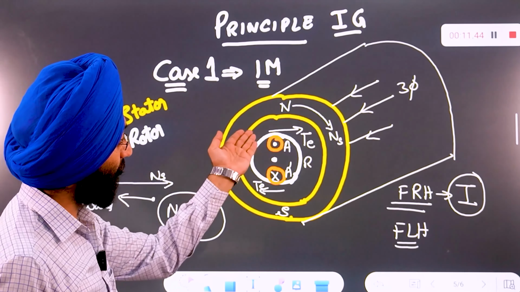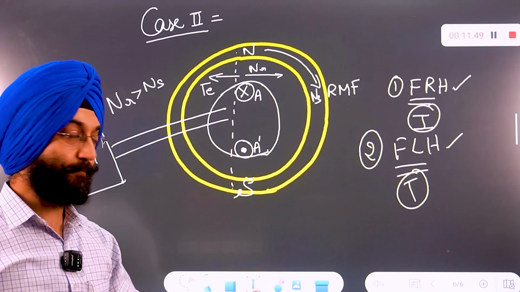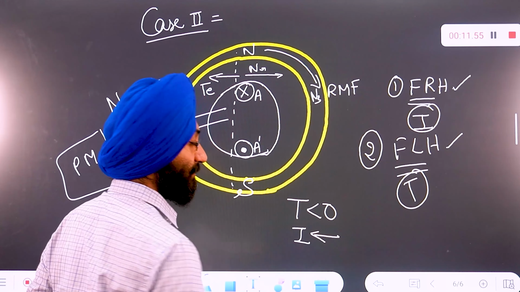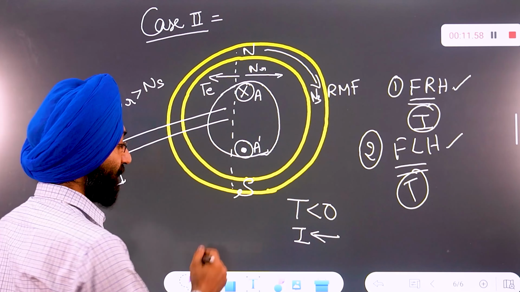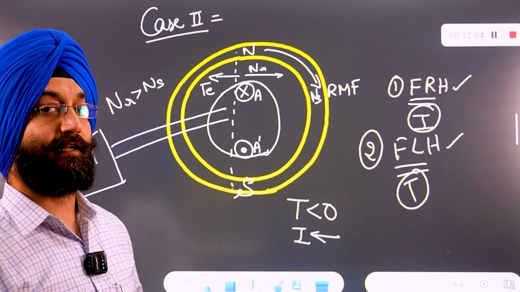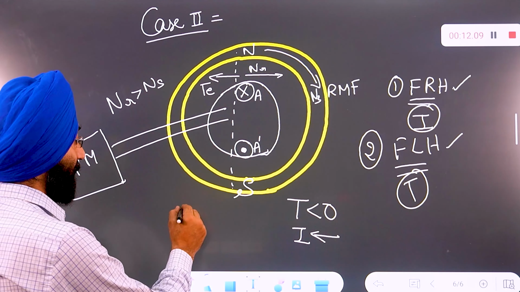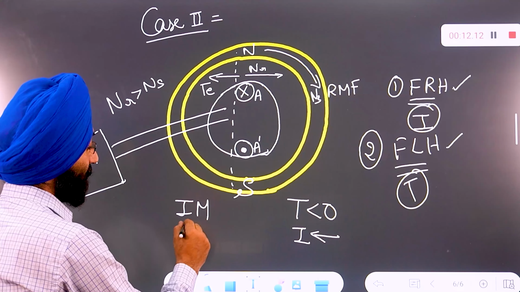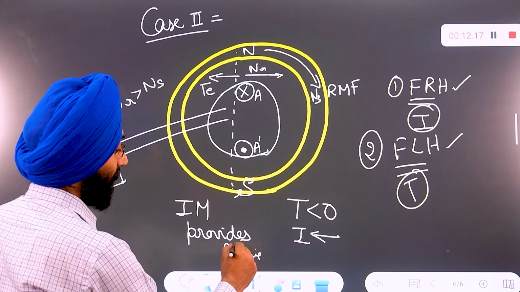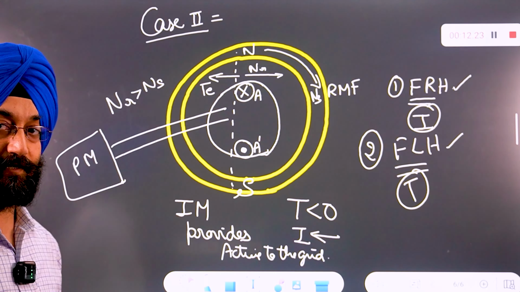Consider the case 1, the torque was in this direction. In the case 2, the torque is in this direction. This means torque is negative. Current produced will be opposite to that of the current in the case 1, and there will be a reverse magnetic field and reverse current will be generated in the windings of the stator. That means whenever torque becomes negative, the induction machine, instead of drawing power, provides active power to the grid itself. So the second point is finished.